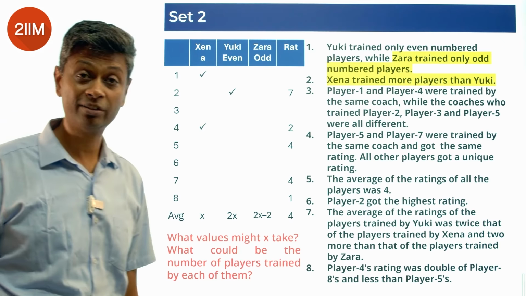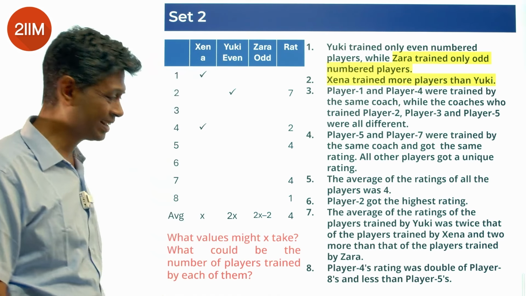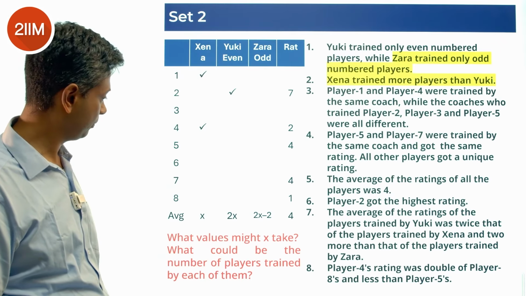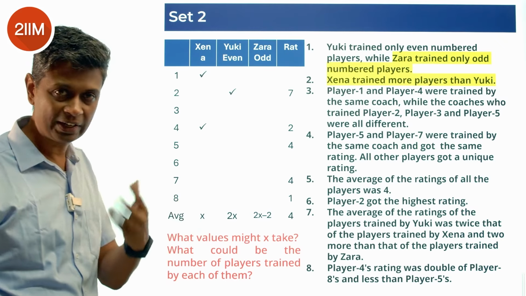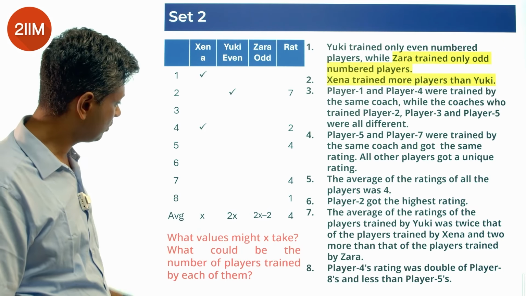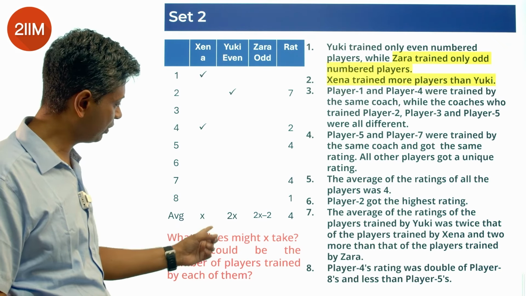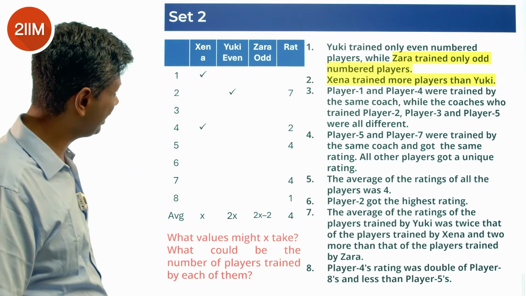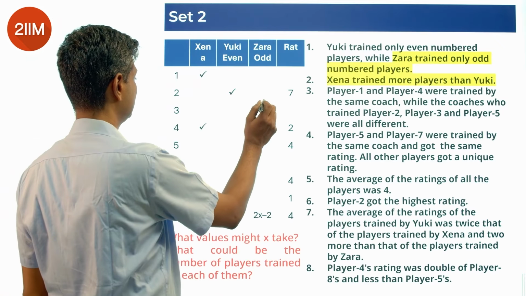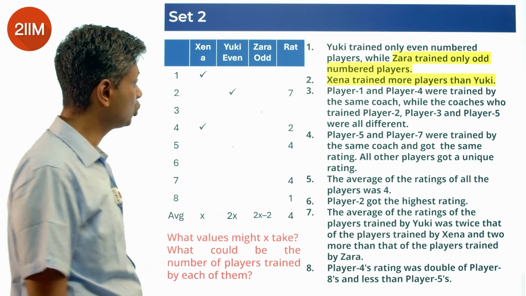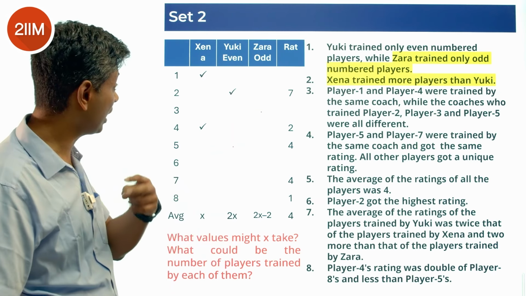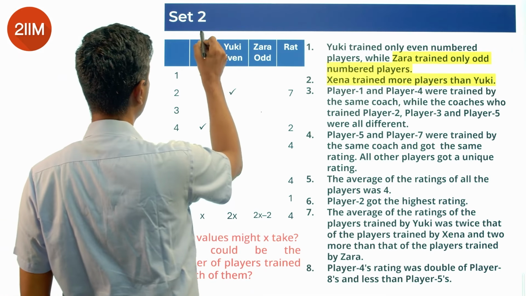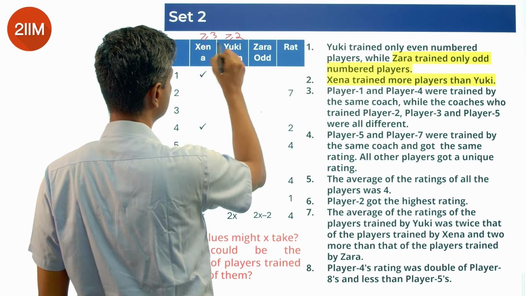What could be the number of players trained by each of them? What values could X take? We know that Zena trained more players than Yuki. So X and 2X we're taking a weighted average of, and then we take 2X minus 2 also with weightage, and the overall average should be 4. We know that between 3 and 5, one of these was trained by one coach, the other by the other. And so Yuki is at least 2. So Zena is at least 3.